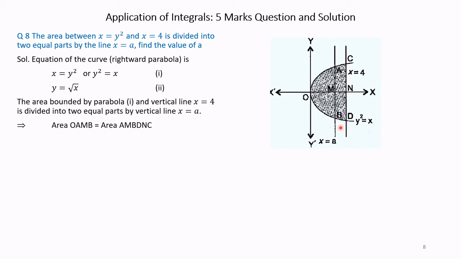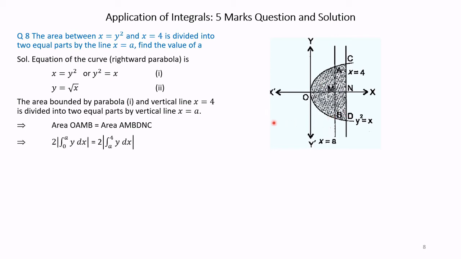So the required area is OAMB. OAMB is equal to area. It is dividing equally. Because this line x is equal to a is dividing this rightward parabola into two parts, the left side area of this line AB is equal to the right hand side area.